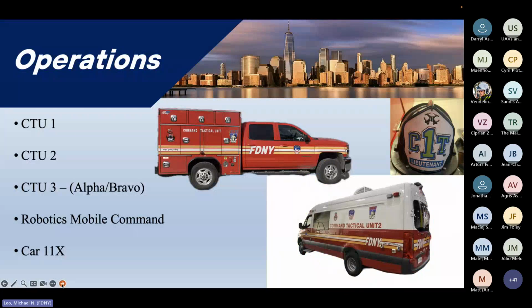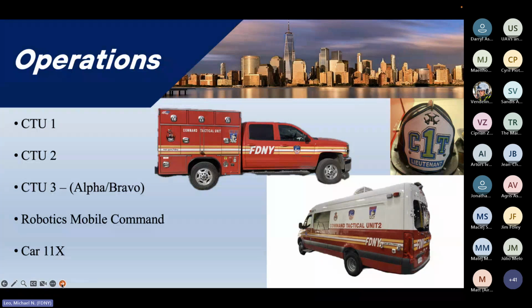So moving on just quickly with operations. To cover New York City, we basically cover the whole city with one of these vehicles. It's nice and small, so we can get into locations. New York City is very crowded. It's not like we can have a big van with a big screen. We're usually blocks away from where we have to be.